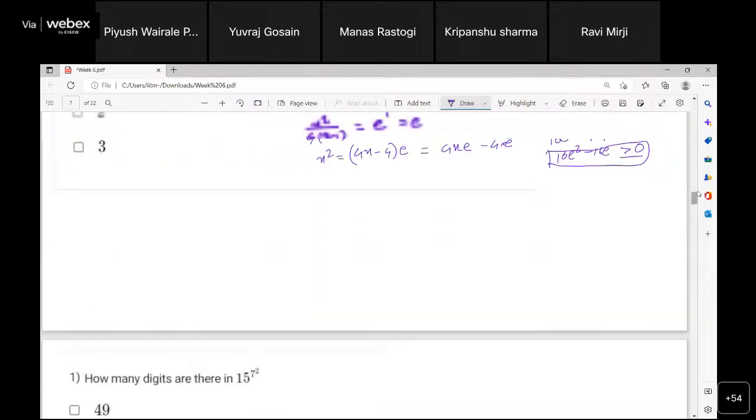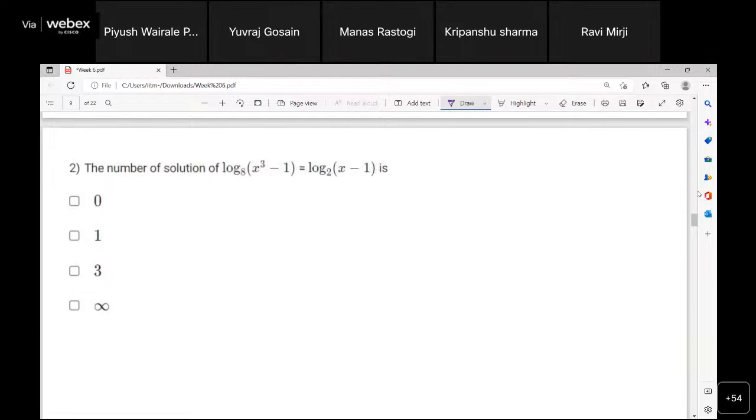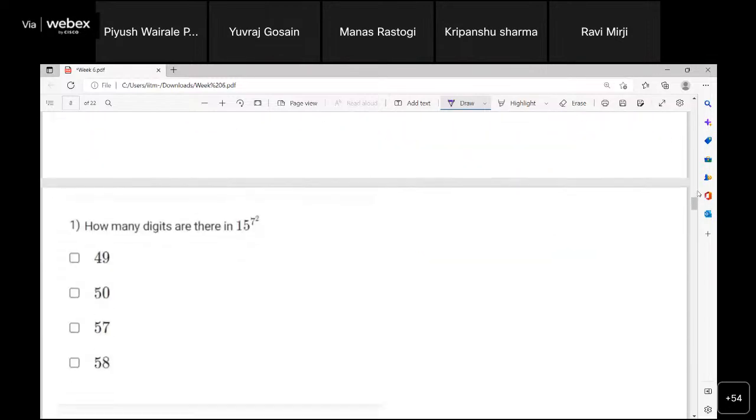Sir, if we put x in negative form, is it valid? No, this x function is not valid. If you put minus 2, then ln of minus 1 will be there, right? So this is not valid. I have one more question like this. Okay, I'll come to that.